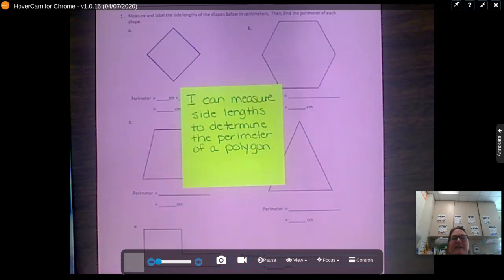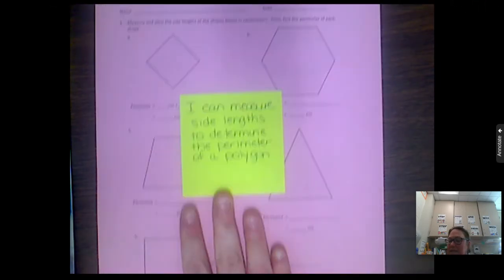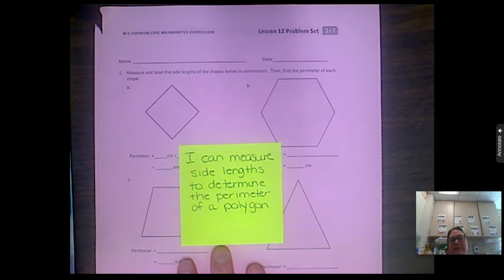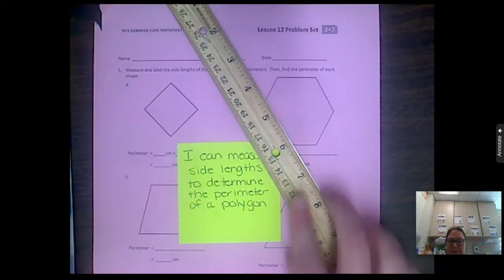Hi, third graders. Today we are working on Math Lesson 12. So you will need your pink problem set. It says Lesson 12 at the top. So we skipped over Lesson 11. So remember last lesson together, I said that we're going to kind of be skipping around a little bit on this unit. So you need your pencil for today, and you also need a ruler.